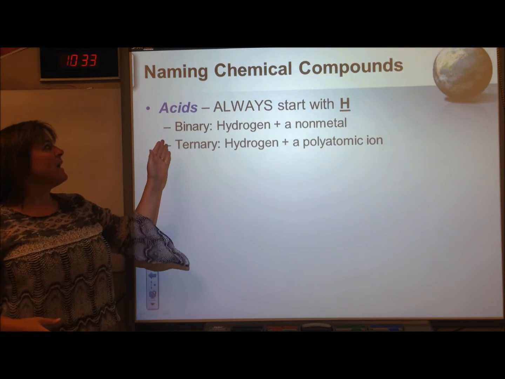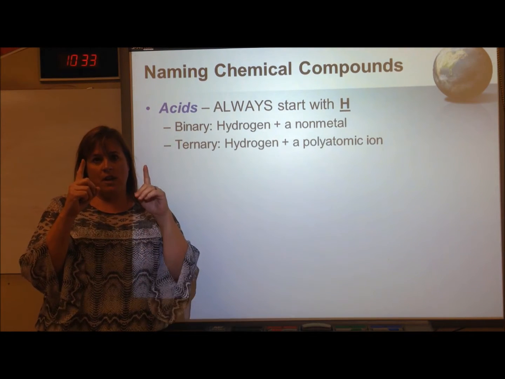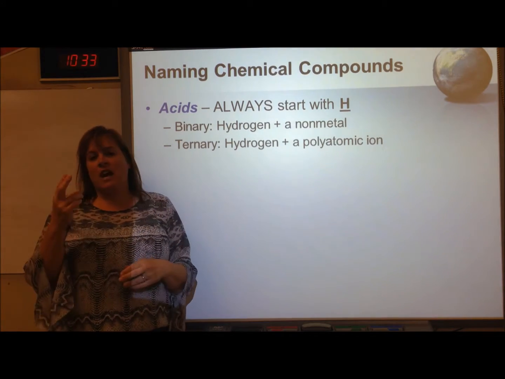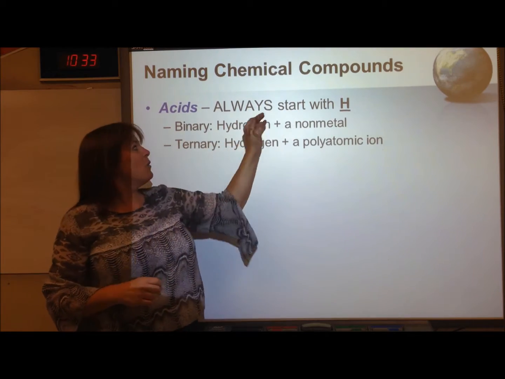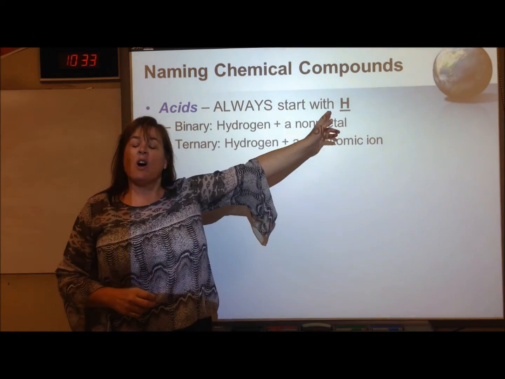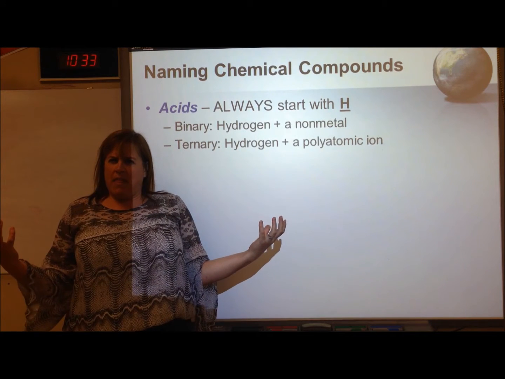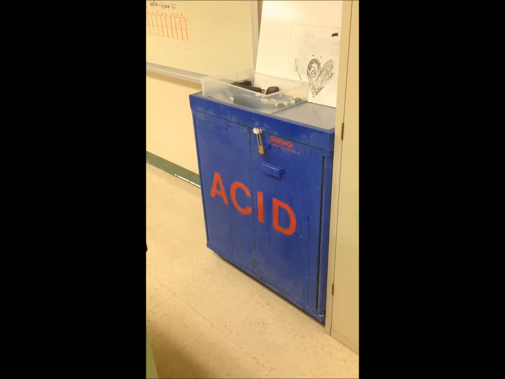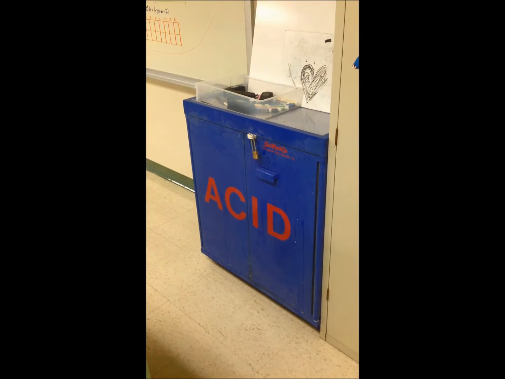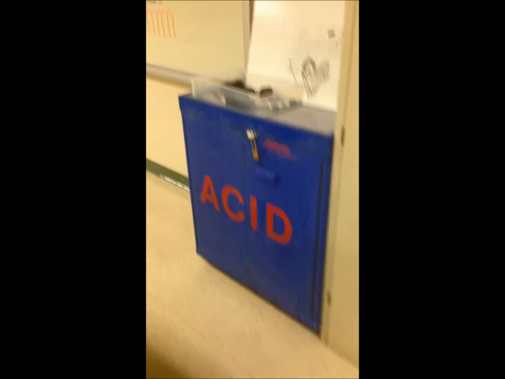Well, there are two types of acids. There's a binary, which is hydrogen with a nonmetal, and ternary, which is a hydrogen with one of our polyatomic ions. Now notice they always start with hydrogen. So acids always start with H. What do I mean by that? Let's go to the acid cabinet and find out. So what do I mean by acids always start with H? Well, let's take a look in our acid cabinet.